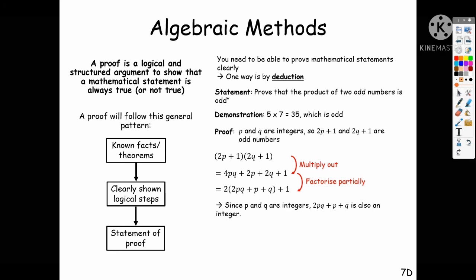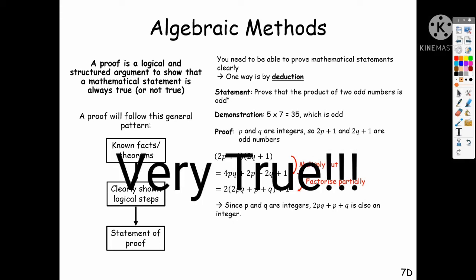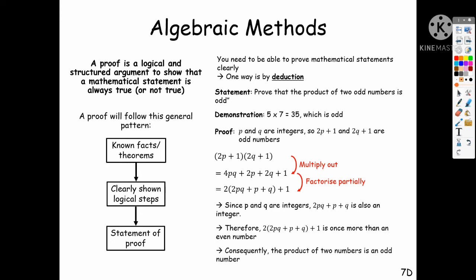So this is logical. It's logical steps, and you are telling the examiner what you are doing. In all of my slides and pretty much all of these videos that I have done, I am telling you what I am doing. I have to tell you that to get the mark. And it seems so stupid because you know how to do it, but the examiner doesn't know what you've done. So you need to show the examiner that you've clearly shown logical steps and that you have proven it right at the end as well, with your concluding statement. So consequently, the product of two numbers is an odd number.